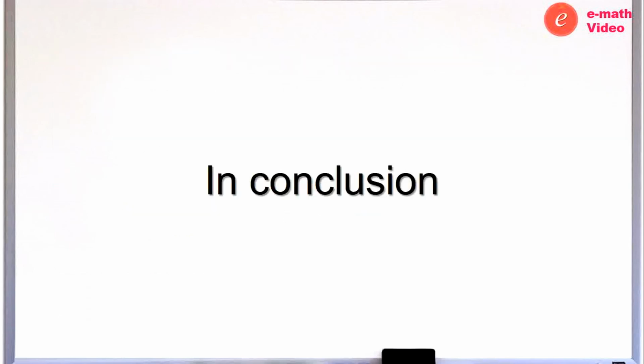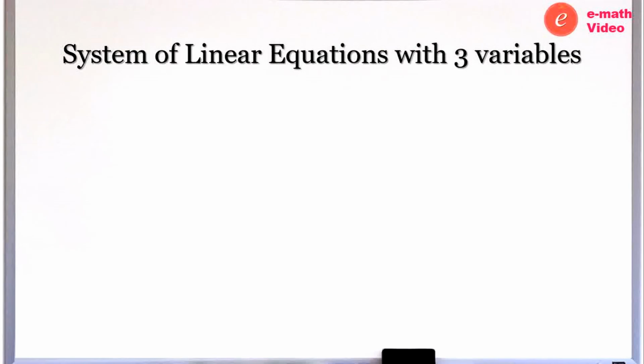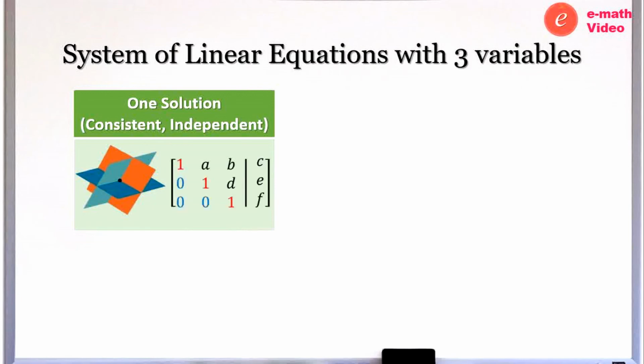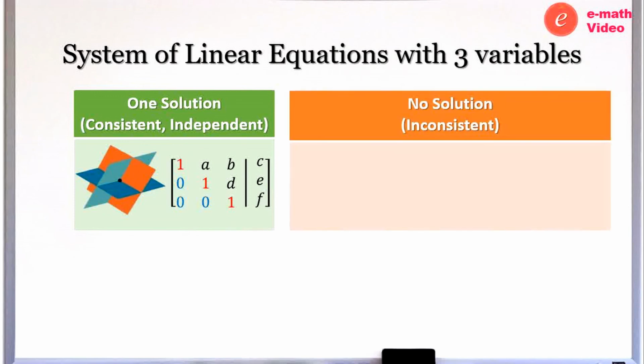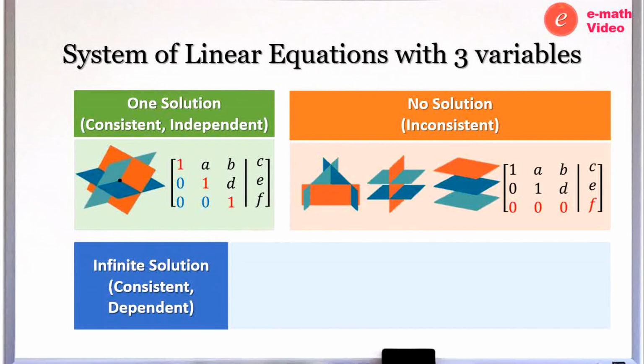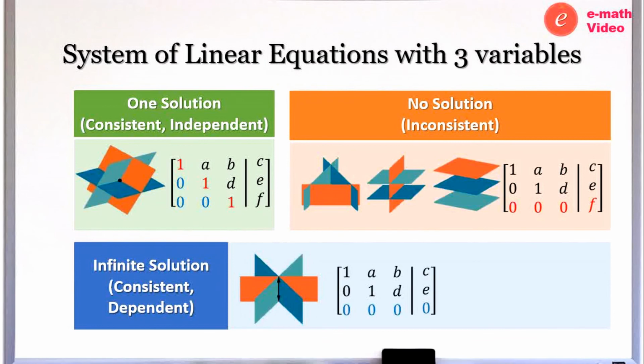In conclusion, if the system of linear equation has only one solution, the planes will only intercept at one unique point, and we can obtain a normal row echelon matrix. If the system has no solution, no common point, and we will get false equation in the last row of matrix. If the system has infinite solution, 3 planes will intercept along a line. We will get a whole row of zeros, and the solutions are in terms of one of the variable.